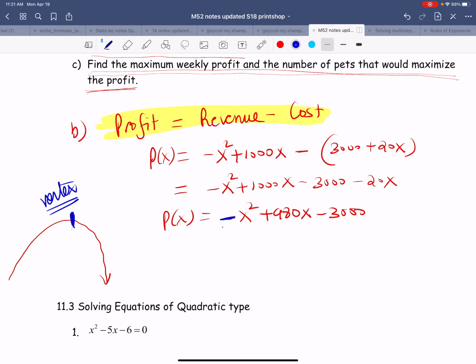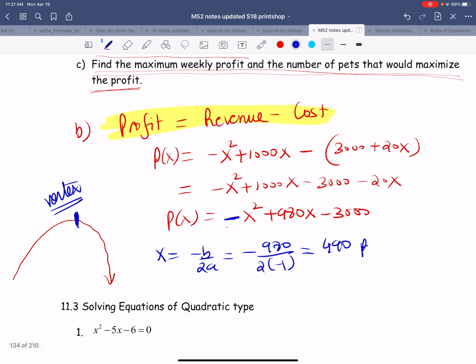And to find the x coordinate of the vertex, there is a formula negative b over 2a. So it's going to be negative 980 divided by 2 times negative 1. That's going to give me how many pets a week will give me maximum profit. So 980 divided by 2 is 490. So 490 pets per week will give us maximum profit.